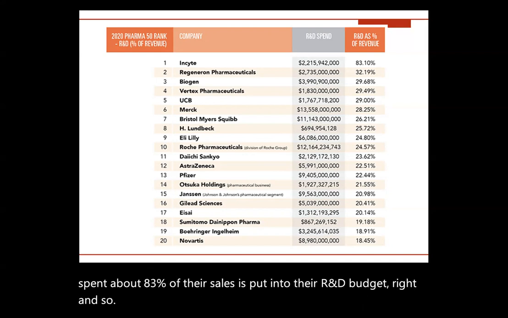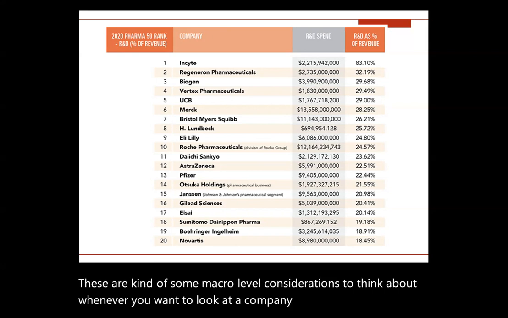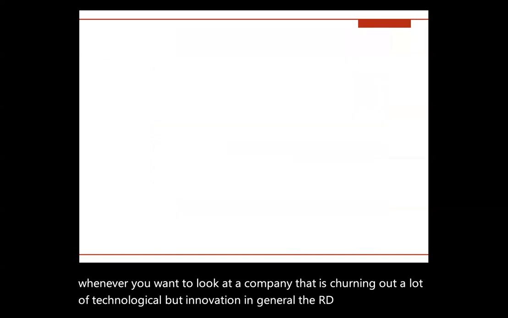And so these are some macro level considerations to think about whenever you want to look at a company that is churning out a lot of technological innovation in general. The R&D budgets are definitely a good metric there.